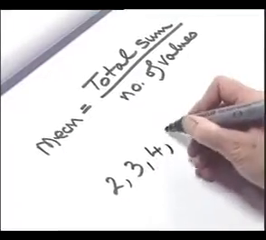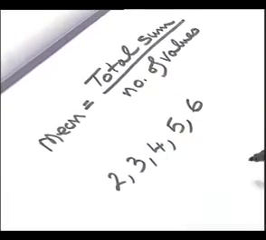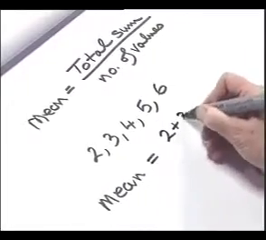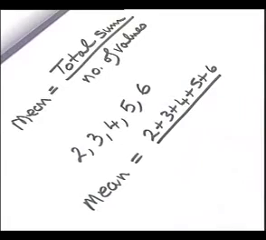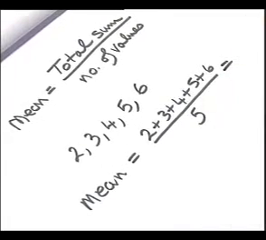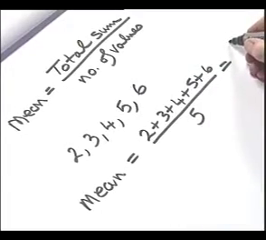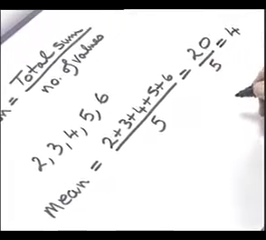So if I take this example, just say we had the marks 2, 3, 4, 5, 6, and we wanted to find the mean of those marks. The mean will equal 2 plus 3 plus 4 plus 5 plus 6, and we'd have to divide it by the number of values, which is 5. When we work that out, that is 5 plus 5 is 10, another 10, that's 20 over 5, which works out to be the value 4.